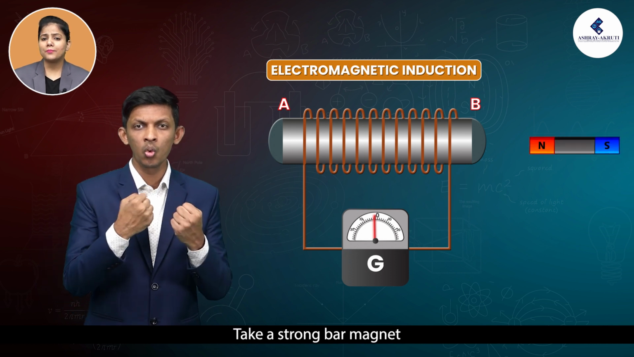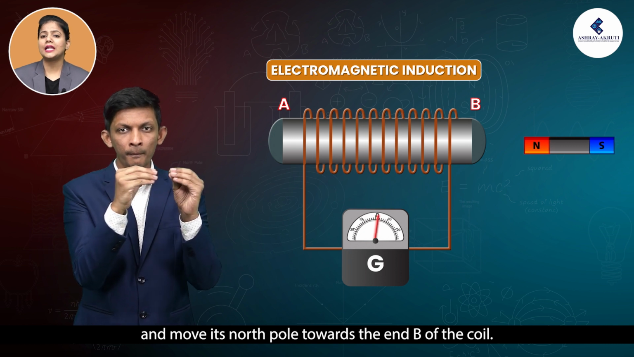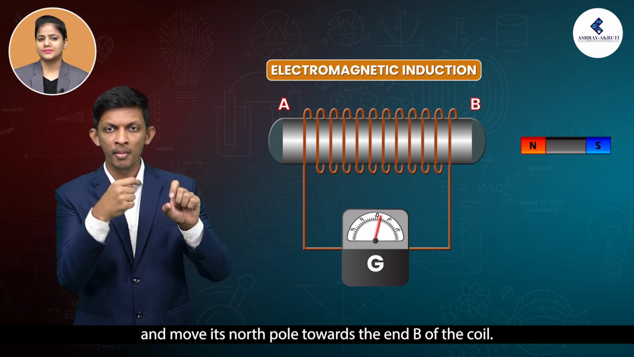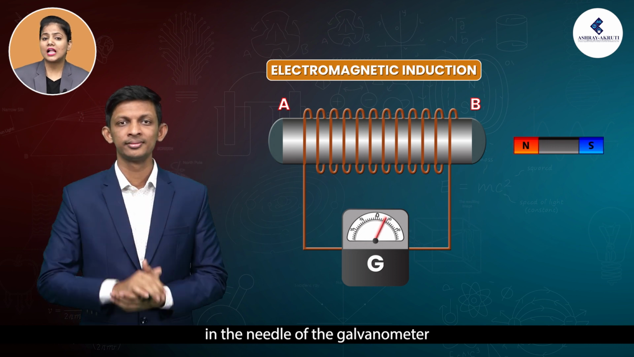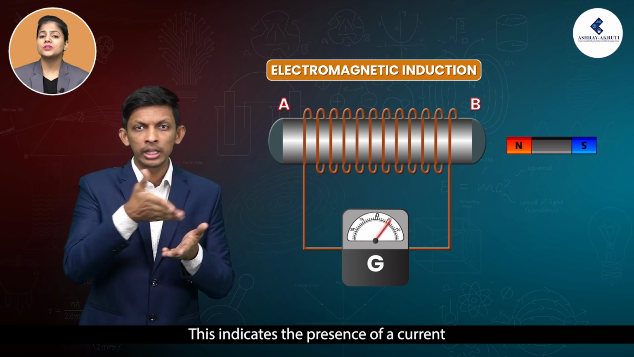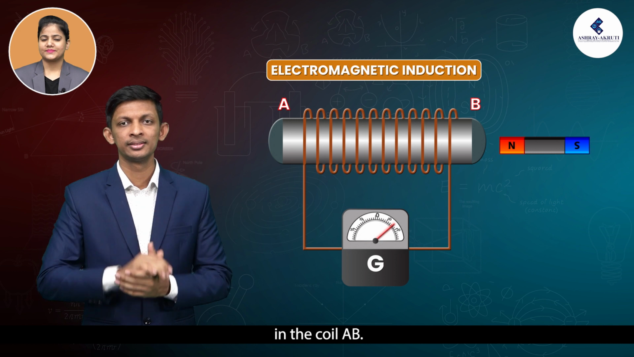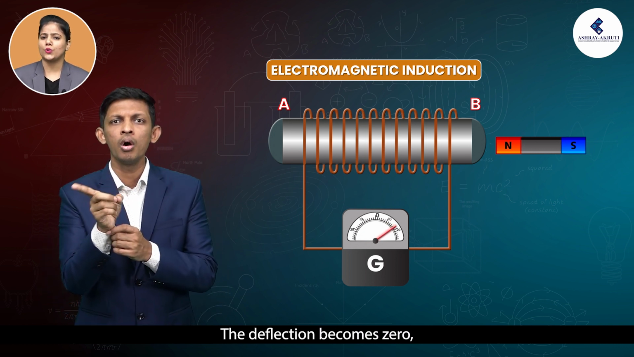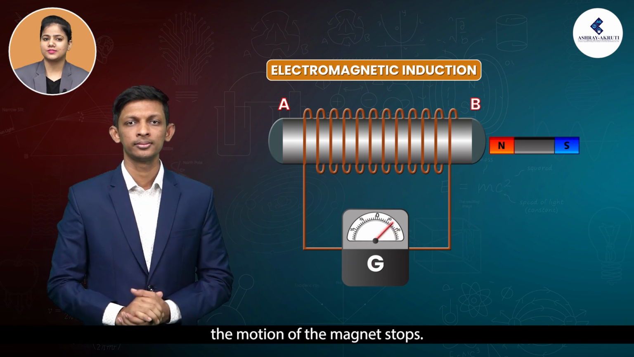Take a strong bar magnet and move its north pole towards the end B of the coil. There is a deflection in the needle of the galvanometer to the right. This indicates the presence of a current in the coil AB. The deflection becomes zero the moment the motion of the magnet stops.